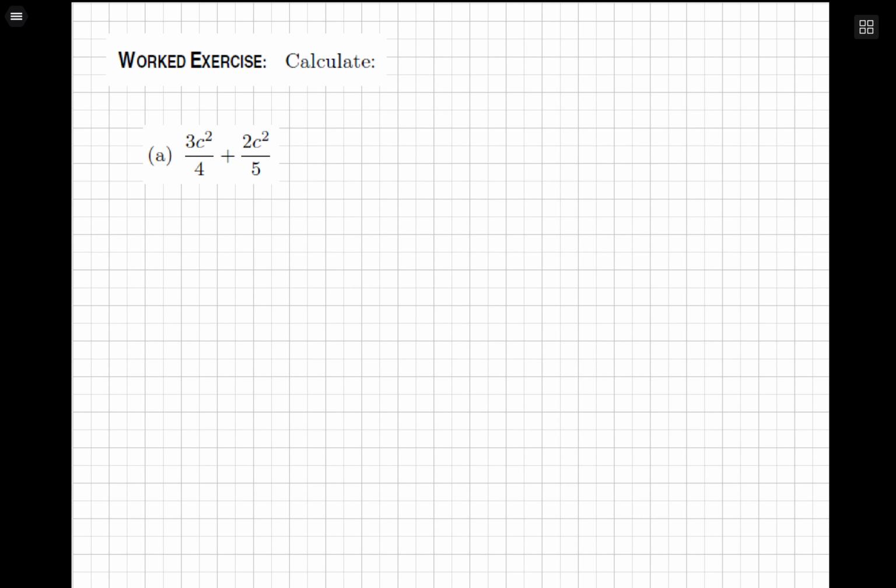Okay, next example, stepping it up a little bit, and we've got 4 and 5 as our denominators. So the lowest common denominator is going to be, in this case, 20. Okay, and we'll go straight to that without our multiplication shown. So 4 times what gives me 20? It's 5, so I need to multiply the top by 5 as well. So we've got 15c squared. And for the second fraction, to have it over 20, we multiplied by 4, so the top needs to be multiplied by 4 as well. So we've got 2c squared times 4 is 8c squared.